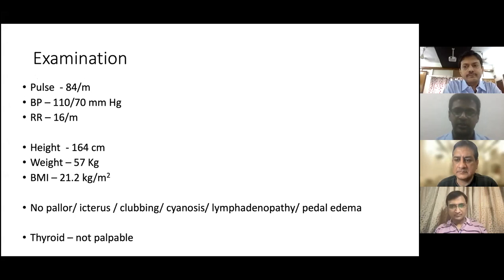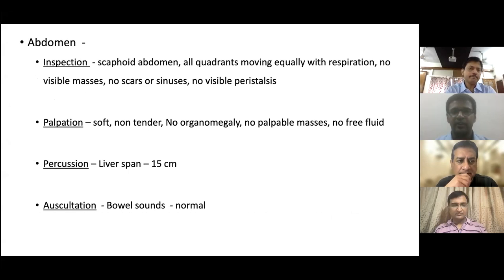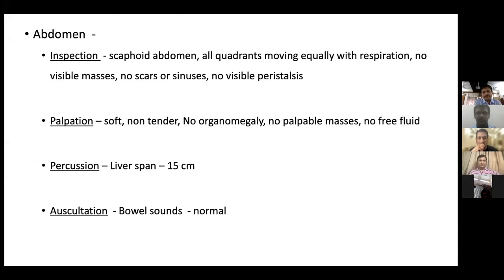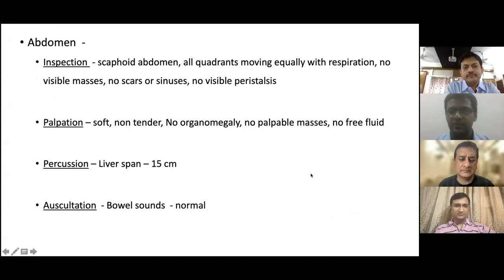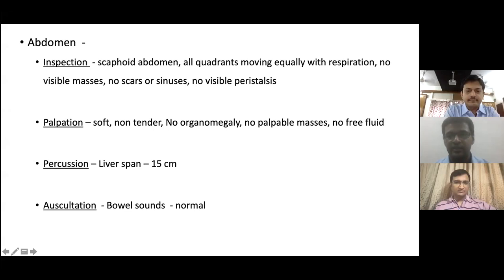On abdominal examination, on inspection, the abdomen was scaphoid. All quadrants were moving equally with respiration. There were no visible masses, no scars or sinuses, and there was no visible peristalsis. On palpation, his abdomen was soft, non-tender, there was no organomegaly, there were no palpable masses, and there was no free fluid. His liver span was 15 centimeters, and he had normal bowel sounds.